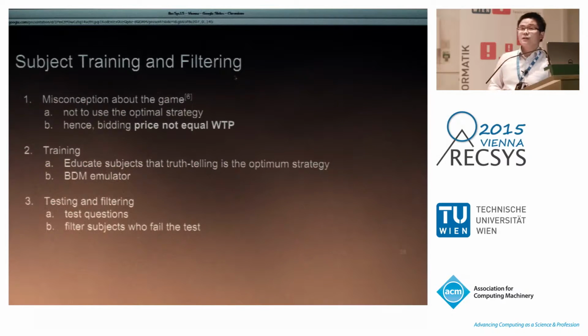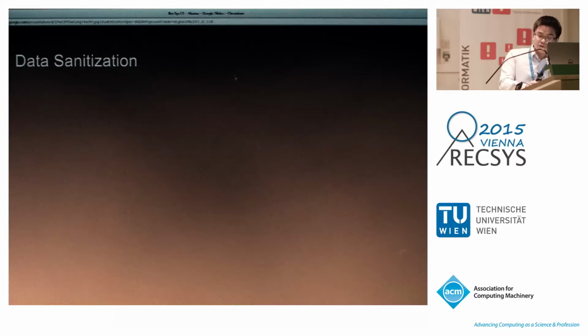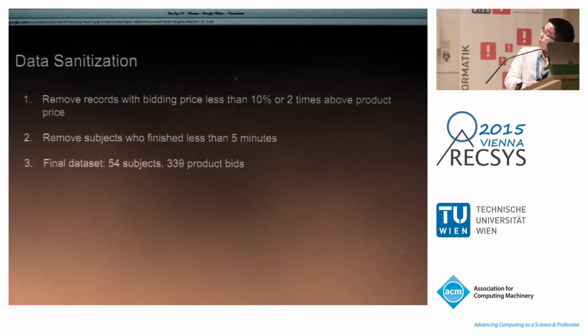We filter out the subjects who failed the test. We further sanitize the data by removing records with a bidding price, let's say, 10% or 2 times above the product price. We also remove subjects who finished the test within 5 minutes. Finally, we ended up with a very small data set, only 54 subjects and around 340 data points.